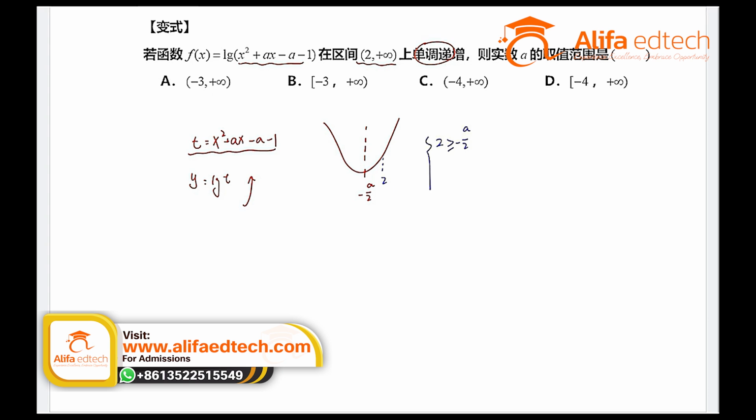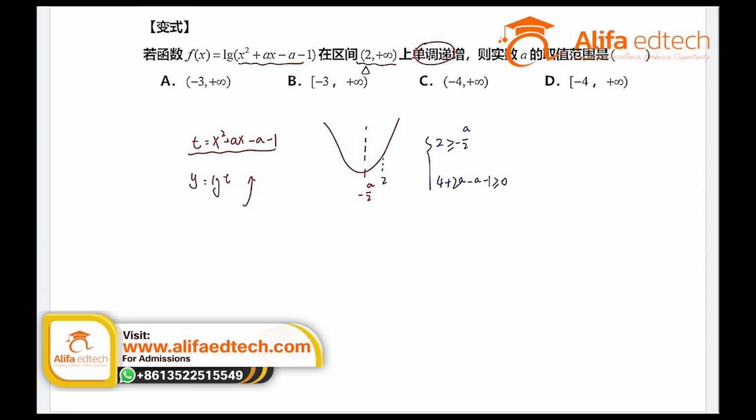Besides that, you'll find that for all numbers from 2 to positive infinity substituted for x, you must ensure the argument is greater than 0. That's the domain constraint. So let's plug in 2. 2 squared is 4, plus a times 2 is 2a, minus a minus 1. Now, note that since this is an open interval, even if it's exactly 0, it's still fine. Plugging in 2 gives 0, but 2 isn't included, so it's greater than or equal to 0.